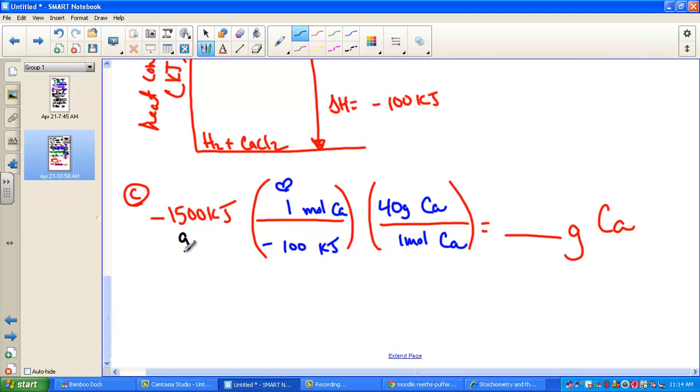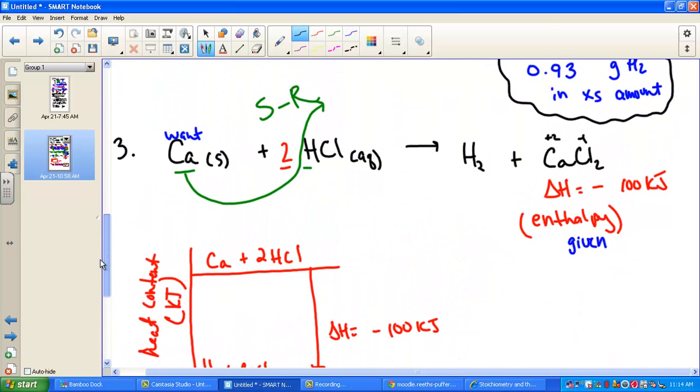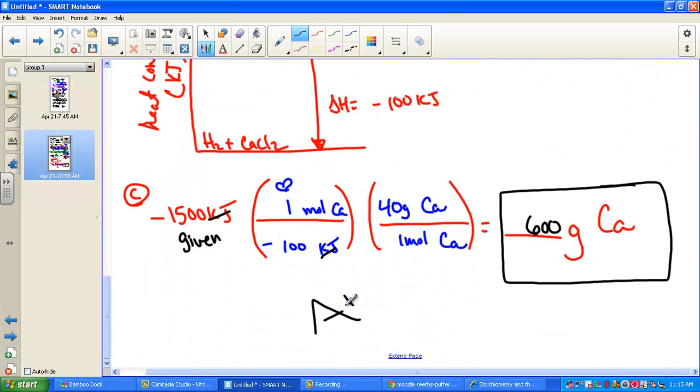So again, emphasizing this was our given. So kJs canceled. Notice they're both negative. It would make no sense to have negative mass here using molar mass at the end. So negative 1,500 divided by negative 100 times 40. And we have 600 grams of calcium. 600 grams of calcium would be required to generate 1,500 kilojoules of heat. This is our ratio of what we started with, and here's what we wanted. Alrighty. So when we have a perfect paper, give yourself an A+.